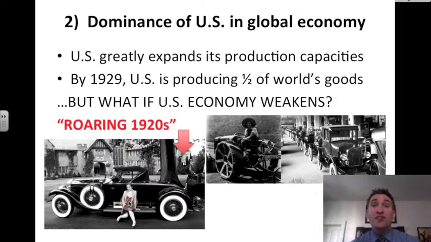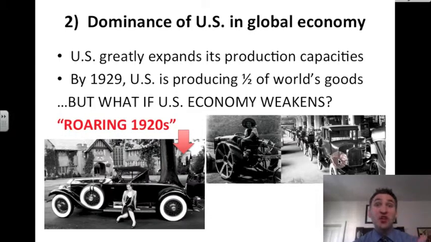And why was the U.S. so strong economically? They had new farming technologies, and the assembly line allowed for the making of luxury goods like automobiles or radio or the refrigerator.